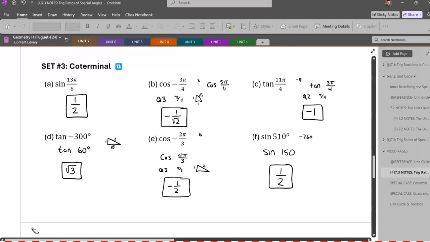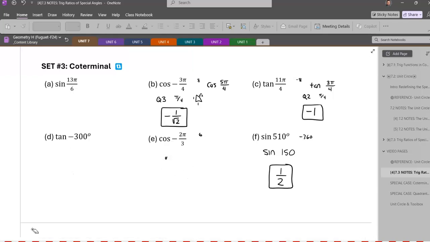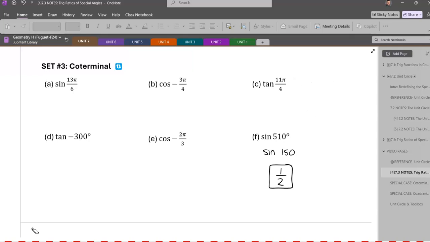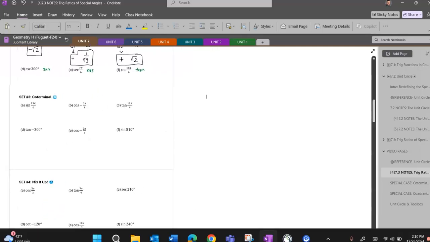So I'm going to erase everything and we're going to walk through these in as much time as I have left to record here. So let's get all of this erased first and let's begin. So I'm going to be using the trig toolbox and that's how I'm going to walk through this.